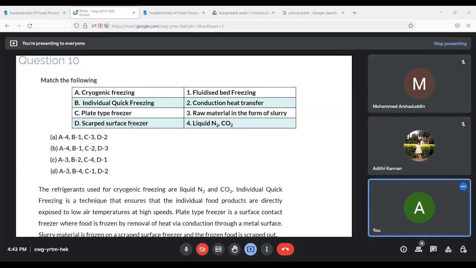So D is 3, that is the raw materials are supplied in the form of a slurry, and C is 2, B is 1, and A is 4. So the answer to this question is option B.